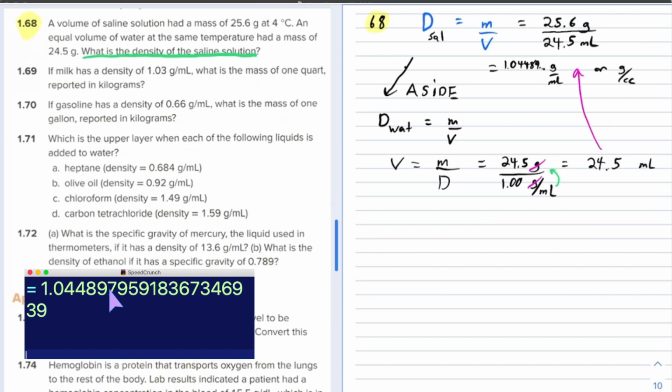But when you look at what you're calculating up here, you got 1, 2, 3 sig figs divided by 3 sig figs. So you're going to round it to 3 sig figs. So you're going to round it right there. So this is a 4. It's going to round down. So it's going to be 1.04 grams per milliliter. And that's the density of the saline solution. It's a little bit more dense than water. And that's usually true. When you dissolve something in water, it increases its density just a little bit.